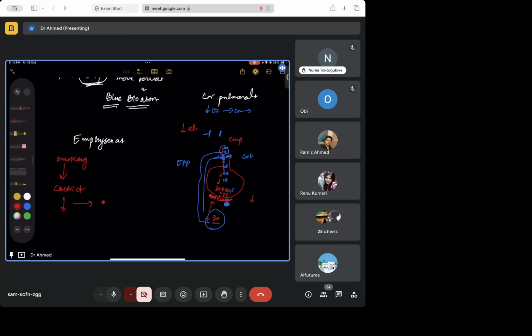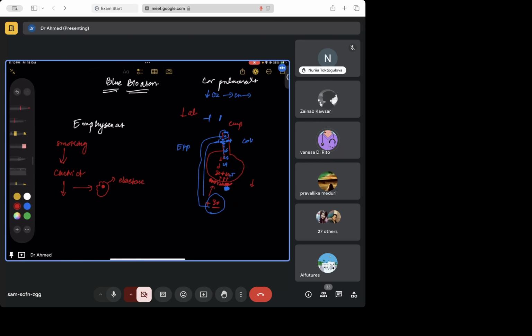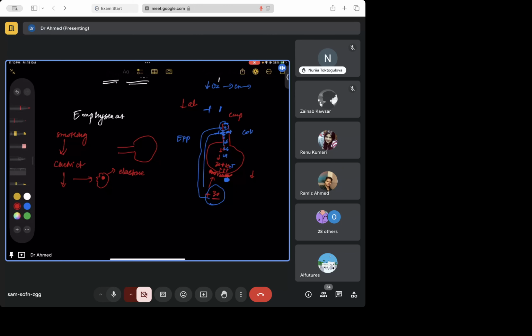Macrophages are going to engulf the smoke particles and release an enzyme. What's that? Elastase. Elastase is going to degrade your acinus. What's the acinus? Your alveolar duct and your alveoli. So you are going to see loss of this elastin. As a result of that, you are going to list it under the category of COPD.